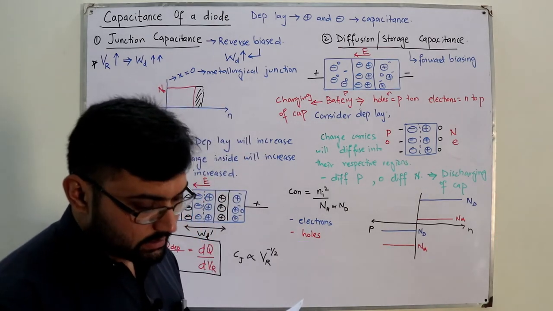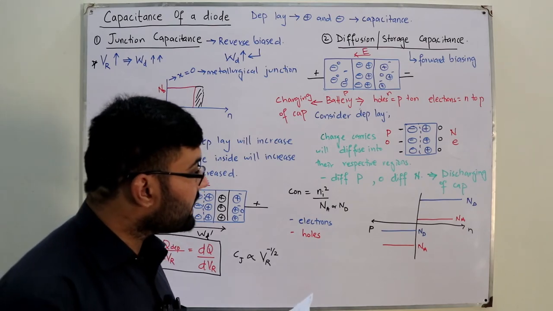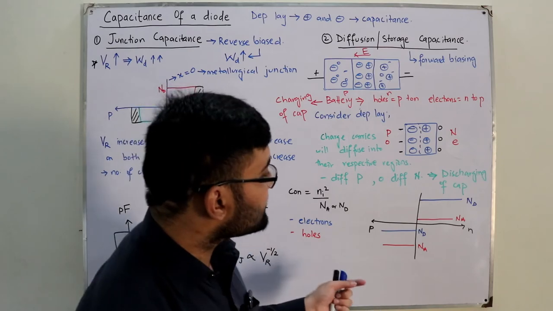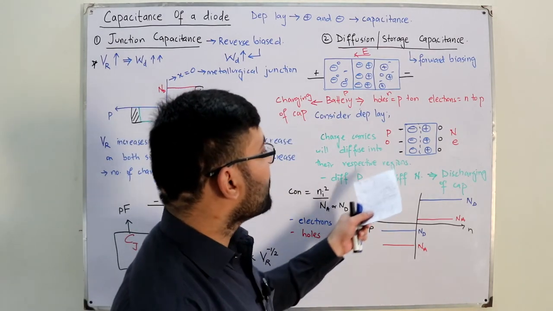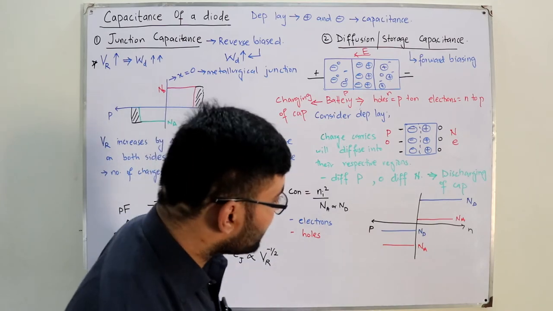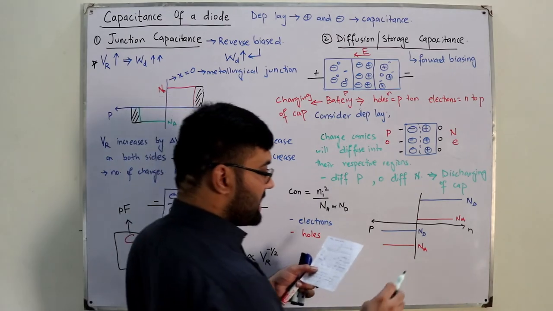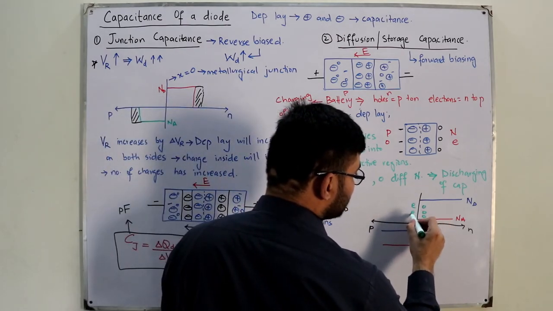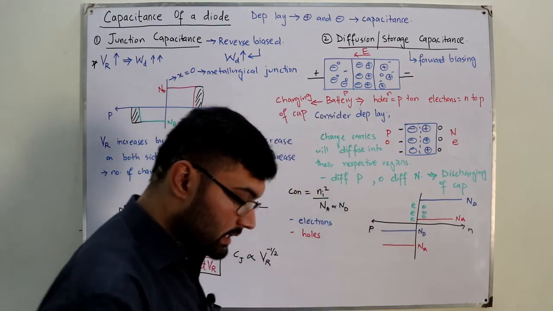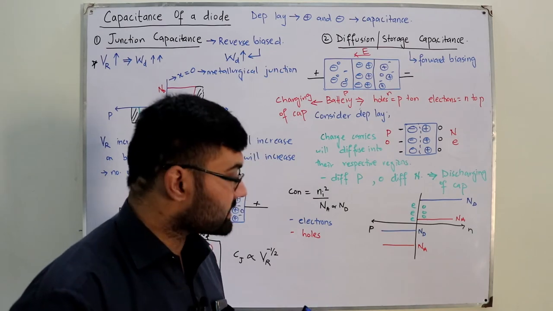Yes, so that is it. So suddenly the electron concentration in the P side and the hole concentration in the N side increases when it's forward biased. So when you forward bias it, you have what? You have holes over here. You have electrons over here. Isn't it like this? So the concentration on each side increases.